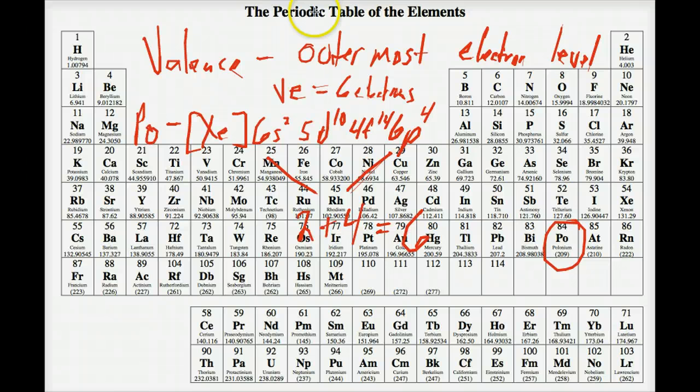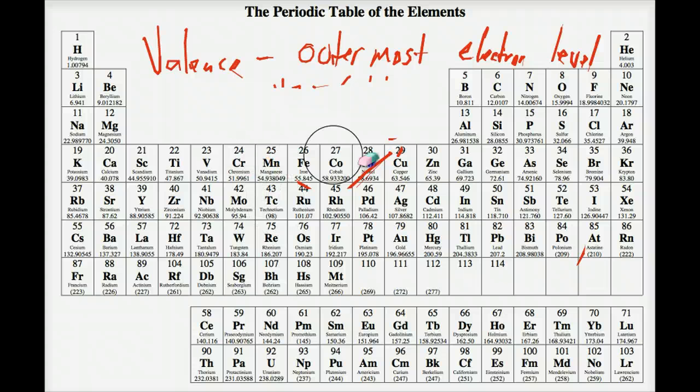The D block and the F block will never be considered valence because of our 2 rules. The D was always 1 energy level back. The F was always 2 energy levels back. So they're not considered valence electrons, only the S and the P. Again, what does it mean? Outermost energy level.